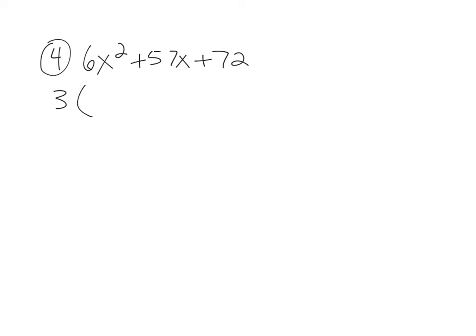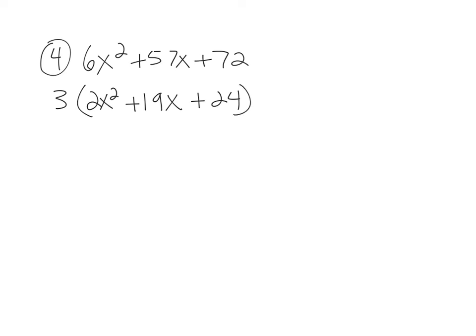Last but not least, we have a problem such as number 4. We have a trinomial 6x squared plus 57x plus 72. Now, as you remember, my first thing that I've always looked for, I need to check to see if these 3 terms have something in common. In this case, they each have a 3. This is very important, and it's going to make our life a lot easier if we're able to factor out the greatest common factor first. So what remains is going to be a 2x squared plus 19x plus 24.